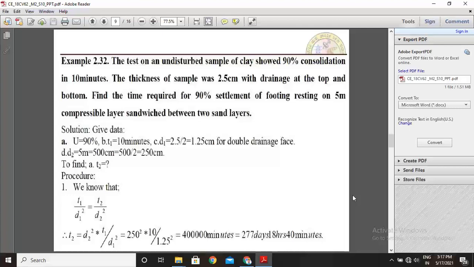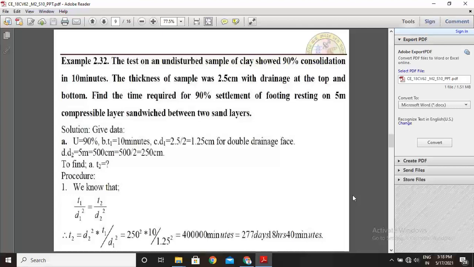Solutions. Given data: U equal to 90%, T1 is 10 minutes, D1 is drainage on both sides, meaning H by 2, 2.5 by 2, so 1.25 centimeters. That is D1 for the double drainage phase. For the double drainage phase we are dividing by 2, and small D2 is 5 meters, which is 500 centimeters. That is 500 by 2, so now it becomes 250 centimeters. To find T2, equal to how much time?